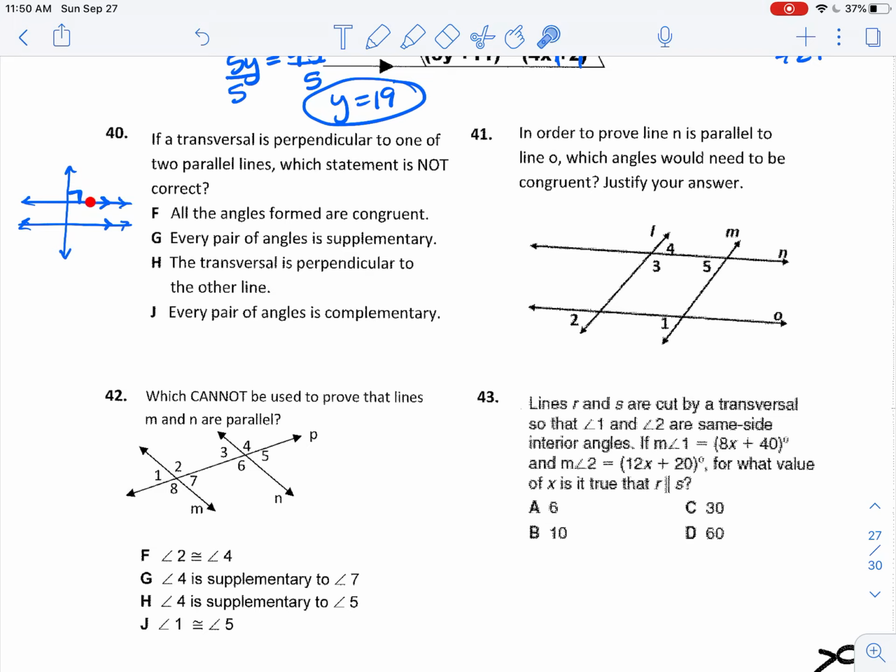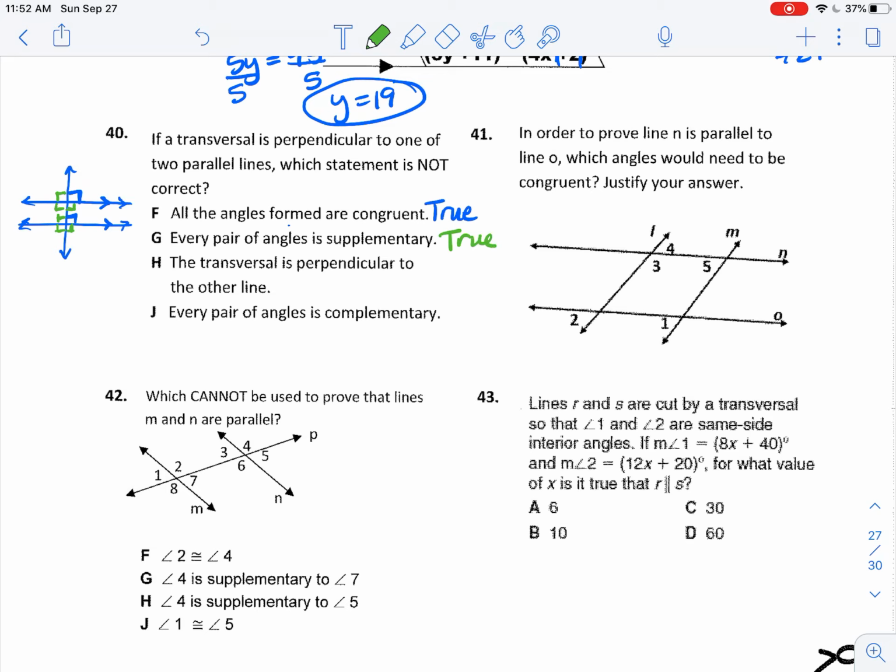Well, what I do know is that if it's perpendicular to one of the lines, it's going to be perpendicular to the other line as well. Okay, so all the angles formed are congruent, and that's true because all of them are 90 degrees. If you've got one 90 degree, then these are all 90 degrees because they're vertical or supplementary. And I can just draw little right angles there for each of those.